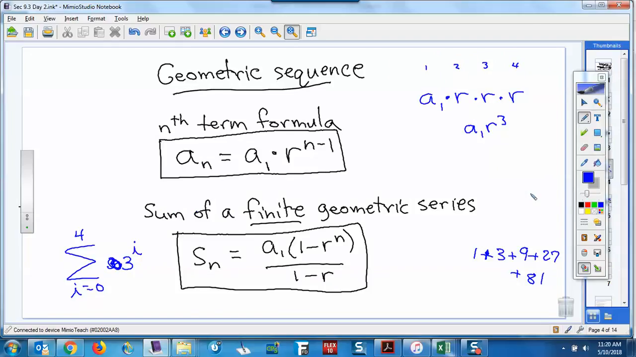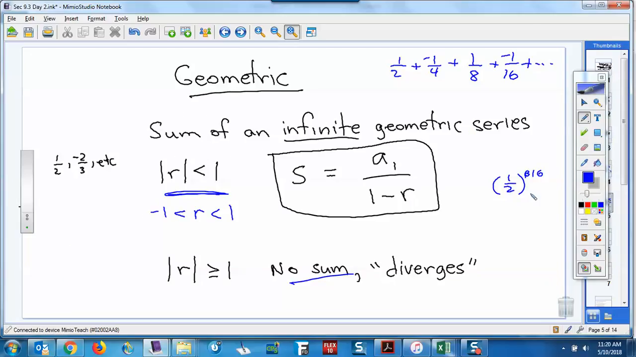So what happens here is if r is less than 1 and n is getting really big, which it would be with an infinite series, then this is basically becoming nothing. And so this becomes 1 minus 0, which is just 1, and 1 times a1 is just a1. And so that's what happens.